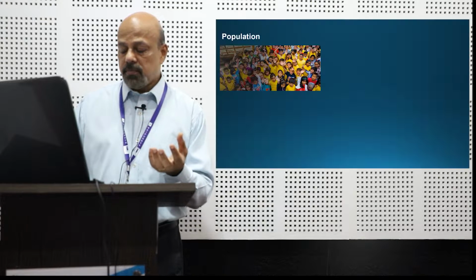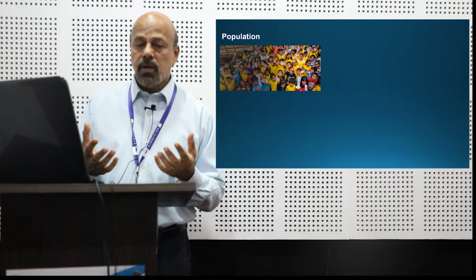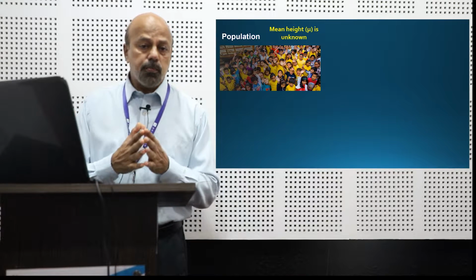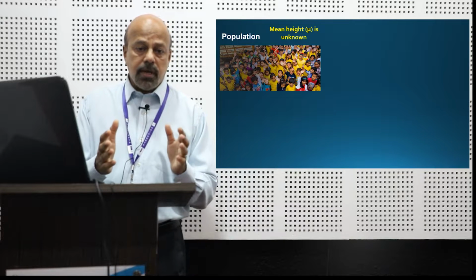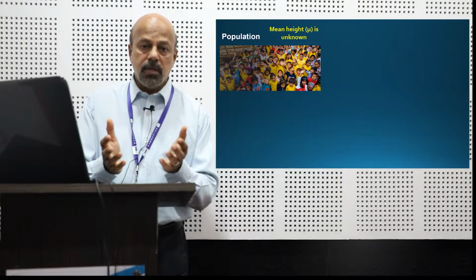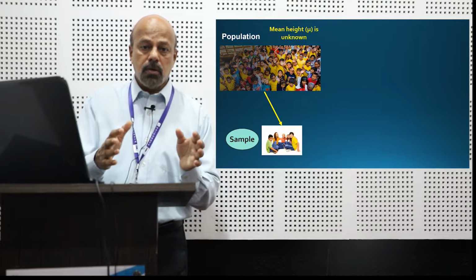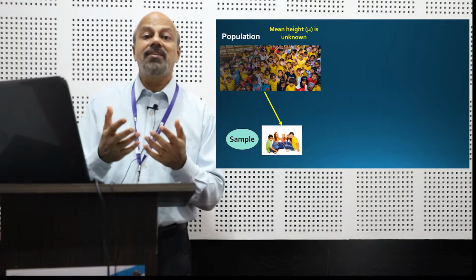We look at a population. We have a population of maybe children. And what we want to do is find out the mean height of this population. And the mean height is unknown. So we can say the average height or mean is a parameter. It's a population parameter. So the mean height of this population is an example of the parameter, and that is unknown to us.